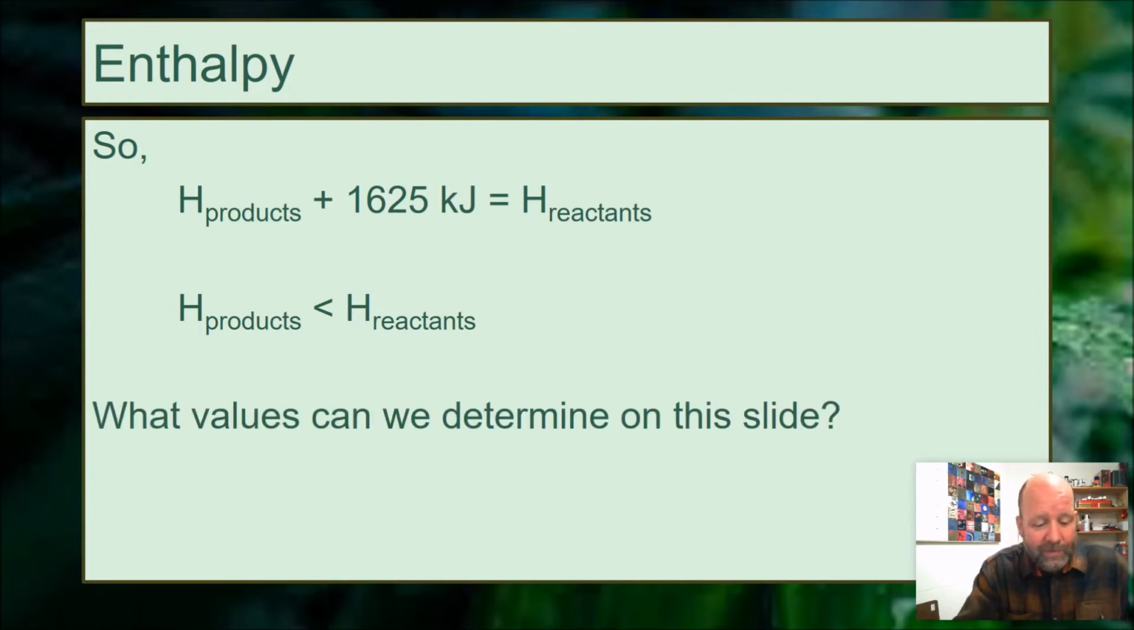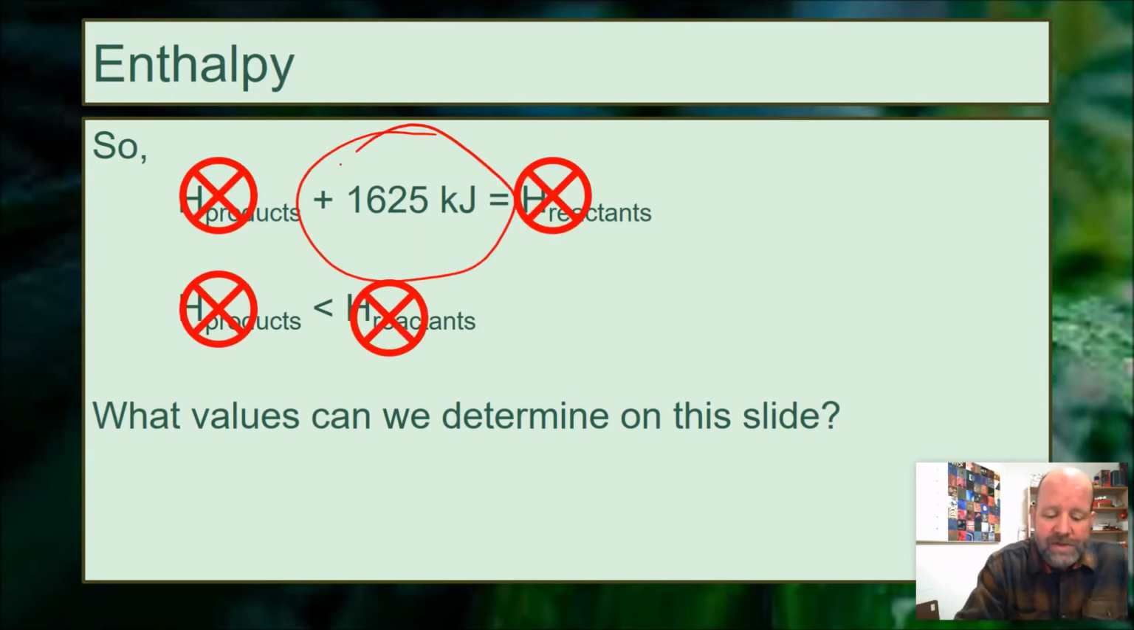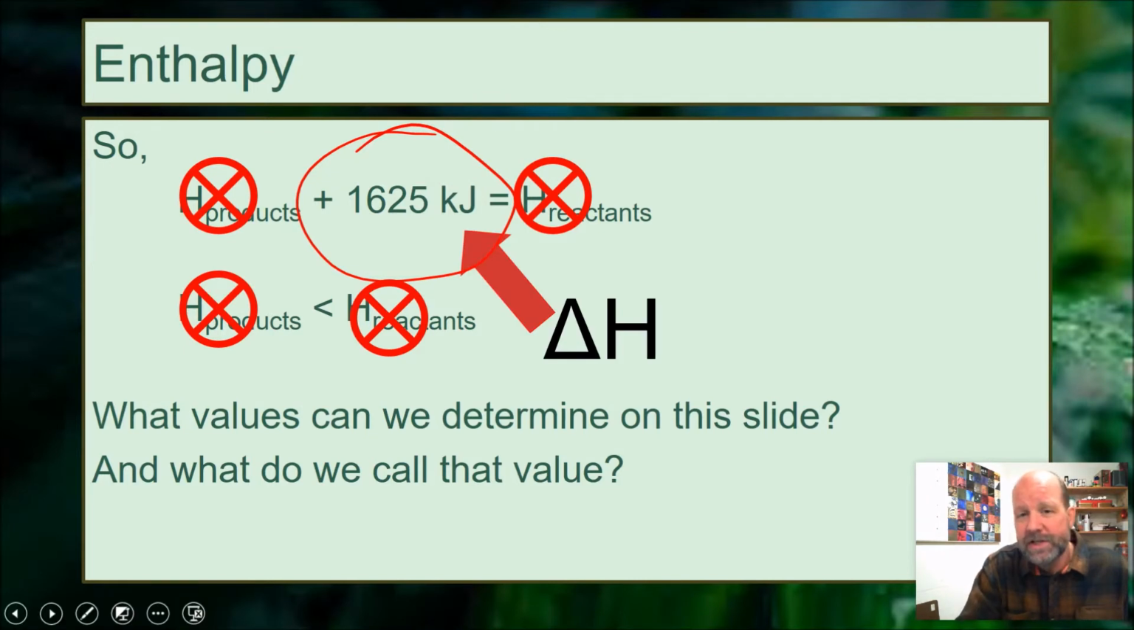But if you're looking at all the values I've got here, we don't know the enthalpy of the products. We don't know the enthalpy of the reactants. So we don't know any of this stuff except for how much it changed, how much was released. That's something we can measure. What comes out or what goes in, we can measure those. We can use temperature to find a value. So that value, that is delta H. That's the change in enthalpy.